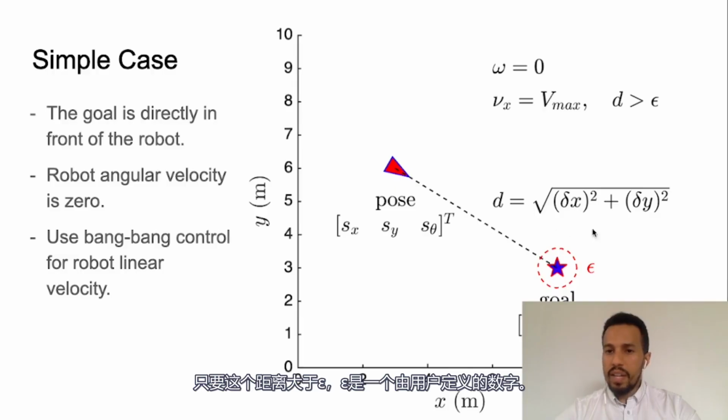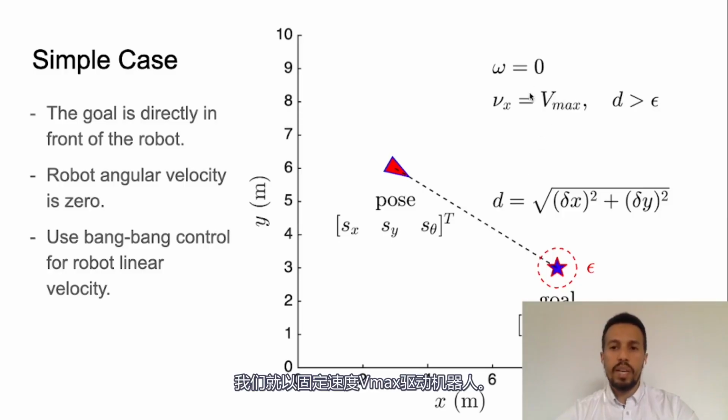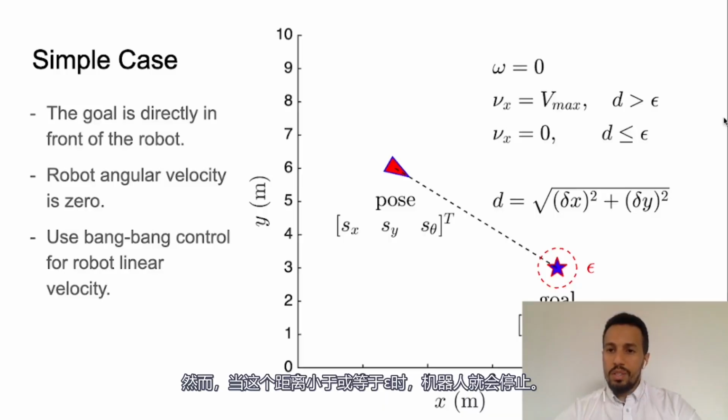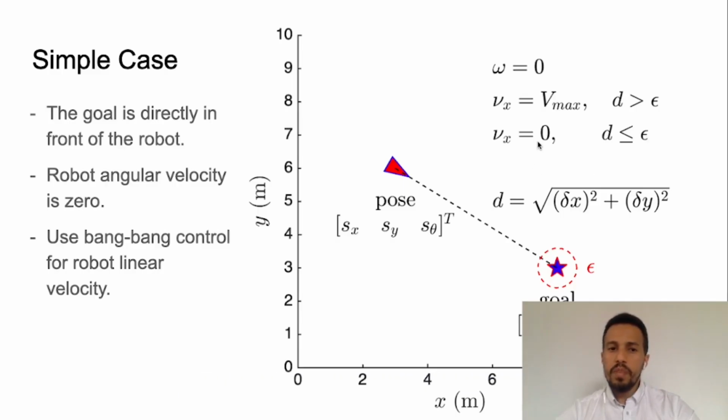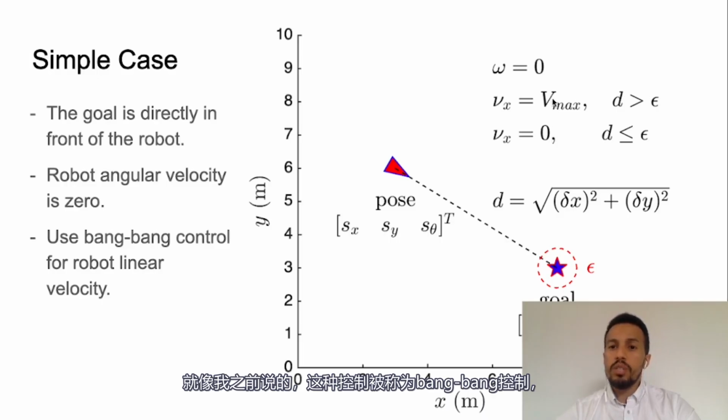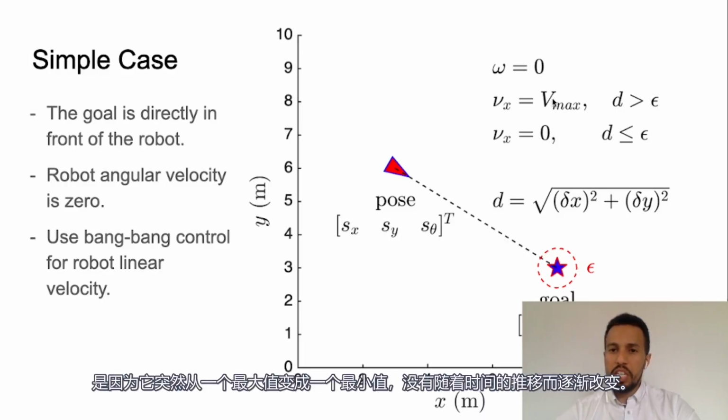As long as that distance is greater than some epsilon, which is just a number defined by the user, we just drive the robot at that fixed velocity Vmax. However, when this distance is less than or equal to our epsilon, then the robot stops. As I said before, this kind of control is called bang-bang control because it goes from one maximum value to one minimum value abruptly. There is no gradual change over time.